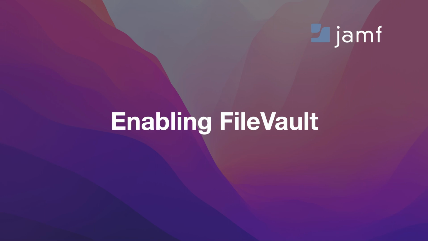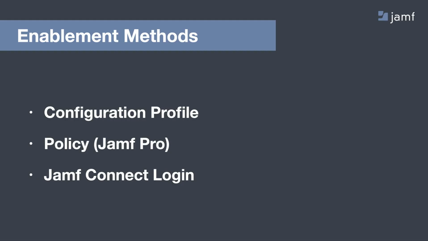Okay, enabling FileVault. This should really be the easy part, assuming everything else was set up correctly before. And those enablement methods, there's three main methods. You can pick one, and in some instances, you might even use more than one, but it's worth noting that any given computer should be targeted with just one method. We'll take a look at configuration profiles, a policy, which is specific to JAMF Pro, as well as JAMF Connect login and how those three different paths can be used to enable FileVault.